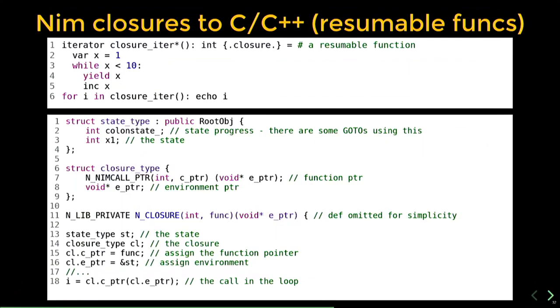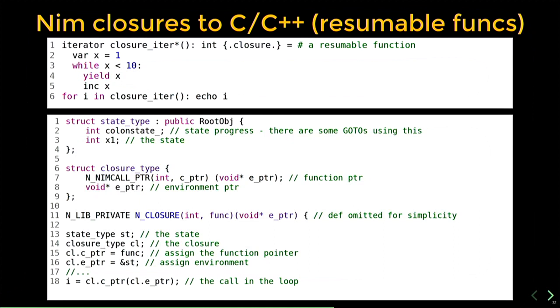Resumable functions, in this case closures, are also implemented in terms of only structures and pointers in C. For a closure, we need two things. One of them is the definition of the state. In this case, we have an int called state, which tells us how far along we've reached in the resumable function, at which yield we stopped on the last execution. And also here we see x1, which is basically the local variable inside of the closure.